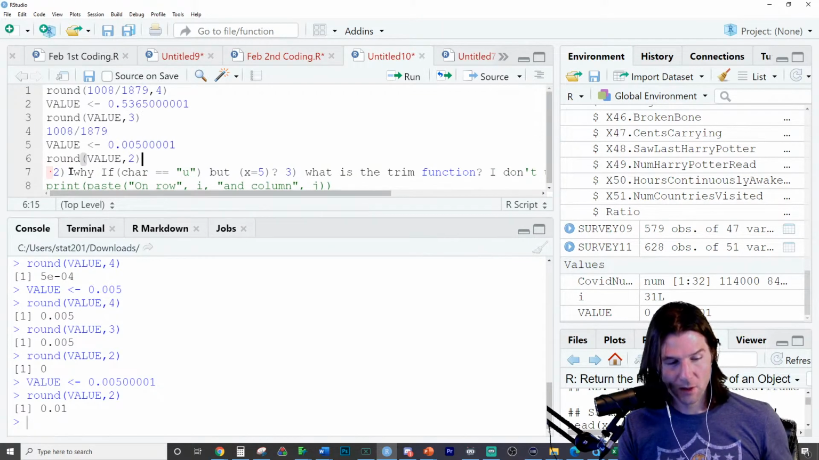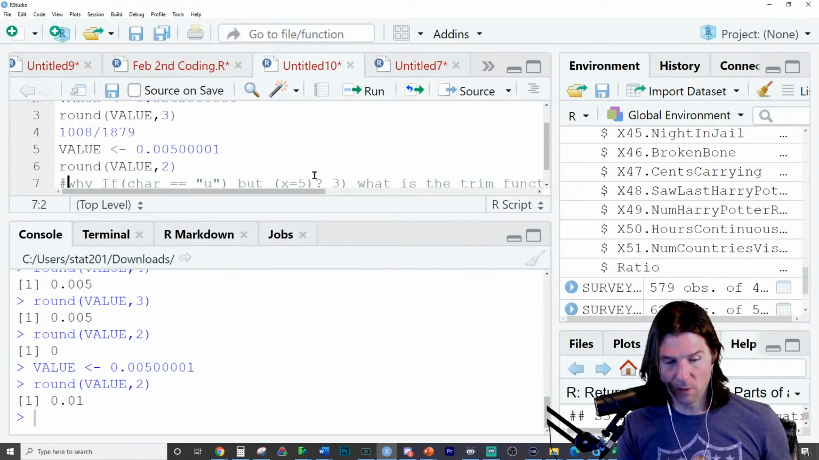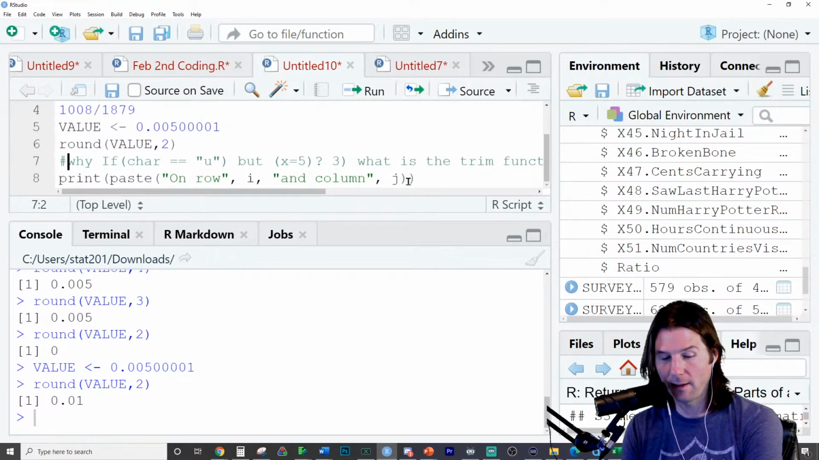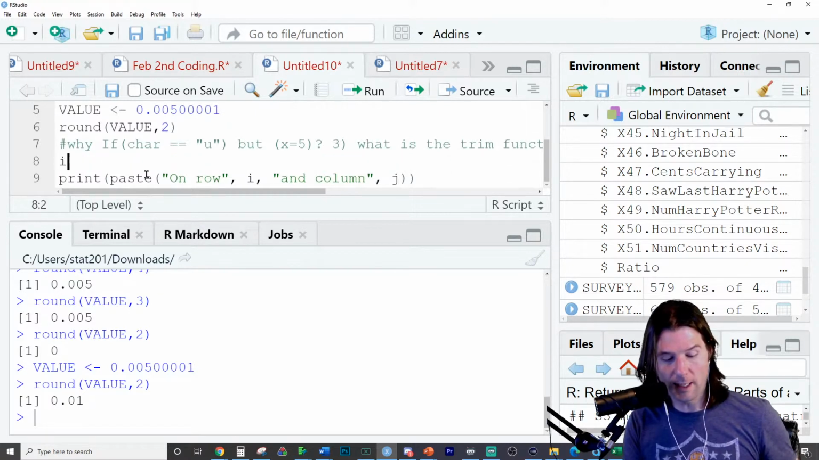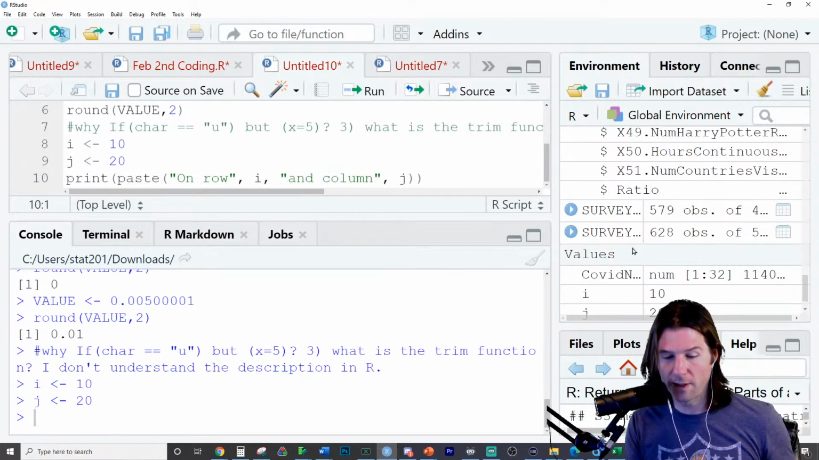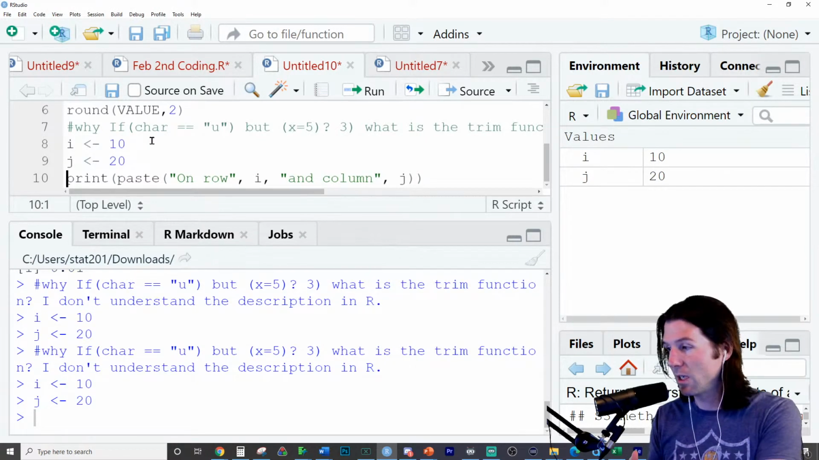Okay. Ooh, that's going to be a complex one. Let me comment that out real quick. Okay. So let's look at this one. We have print, paste on row I and column J. So what we need right here are I and we need J. Okay. So I and J are now values in the global environment. Just so you can see, I'm going to clear out the global environment. We've now saved I and J to the global environment.